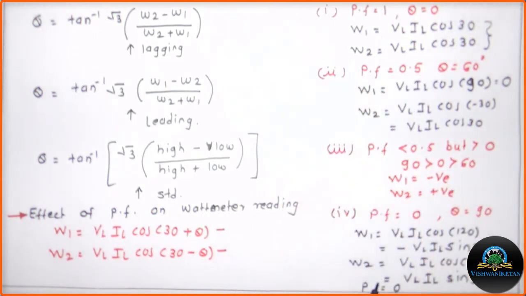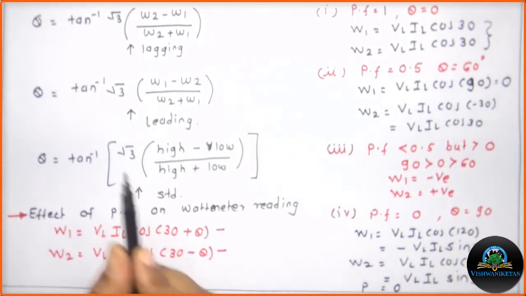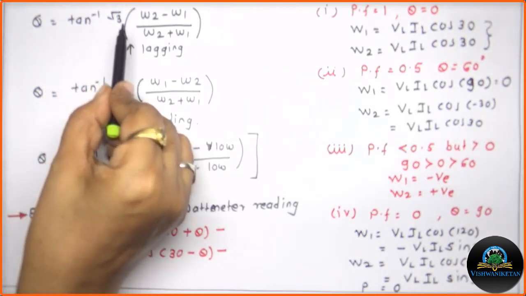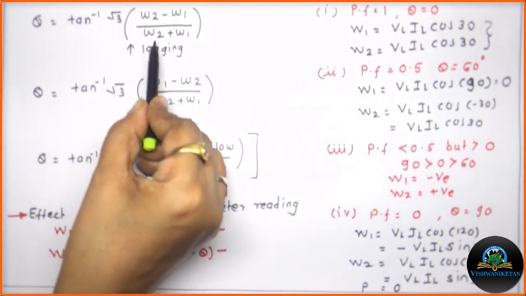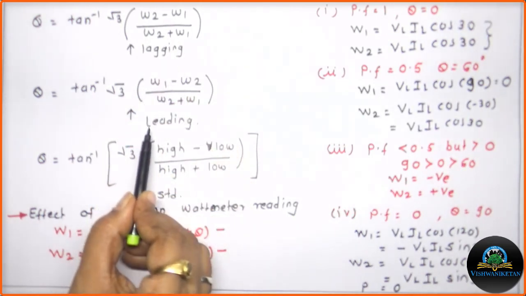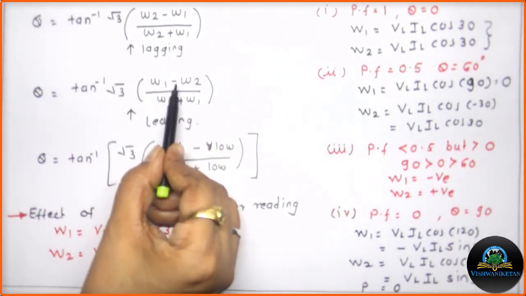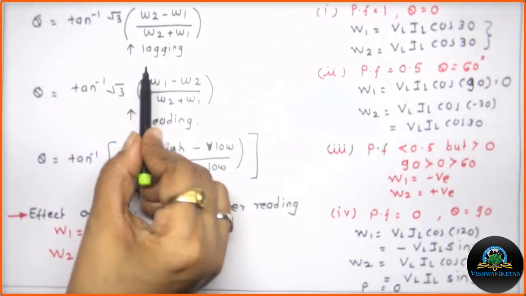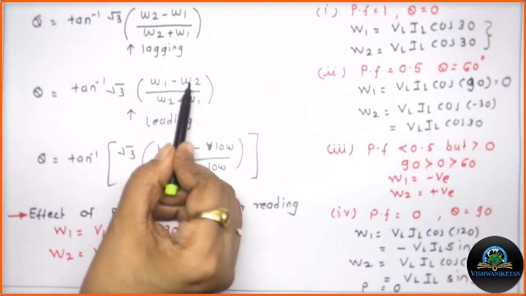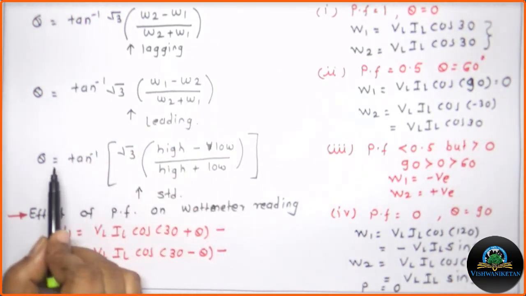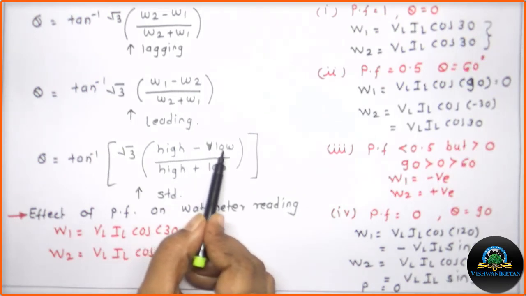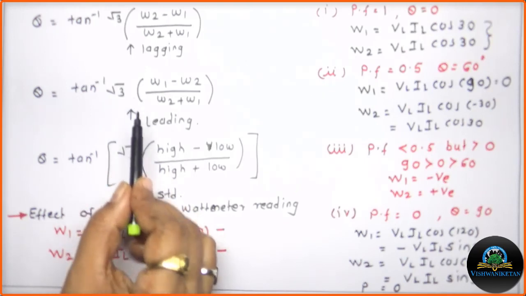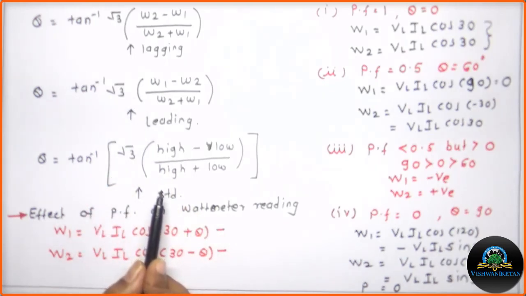Now, apart from that, always remember only 3 equations. Number 1, when the power factor is lagging, it is tan inverse of root 3 (W2 minus W1) upon (W2 plus W1). When it is leading, you just have to change the sign in this case, so I just multiply by a minus sign. So now the numerator part is going to be changed. The standard equation is high value minus low value upon high value plus low value. So these are the 3 equations that we always remember.